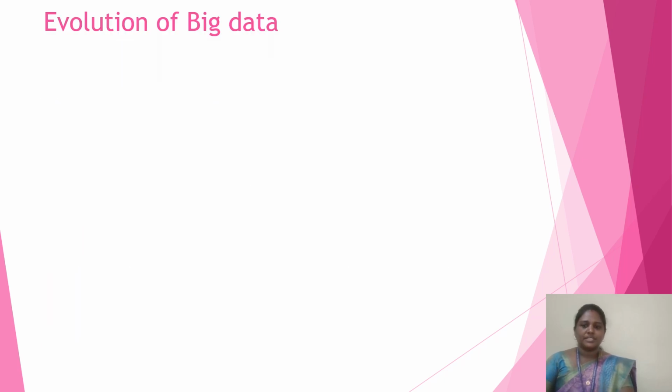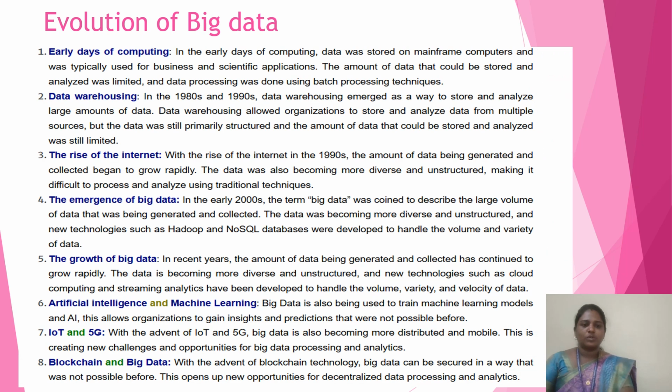So some of the tools are used to analyze the data. Next, we discuss the evolution of big data. First of all, what is big data? We already discussed it in the previous slide: a large amount of data that is mainly used to analyze and process. In the early days of computing, large amounts of data were stored in mainframe computers used for business and scientific applications. Only a limited amount of data was analyzed and processed to solve problems in business applications.